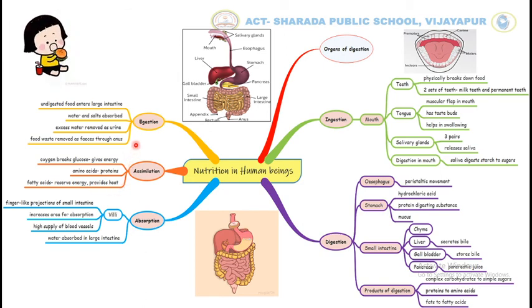Finally, the undigested food enters the large intestine for the next step of nutrition, and that is egestion. Egestion is the removal of undigested food from the body. Water and salts are also absorbed in the large intestine. The excess water is removed as urine, while the food waste is removed as feces through the anus.